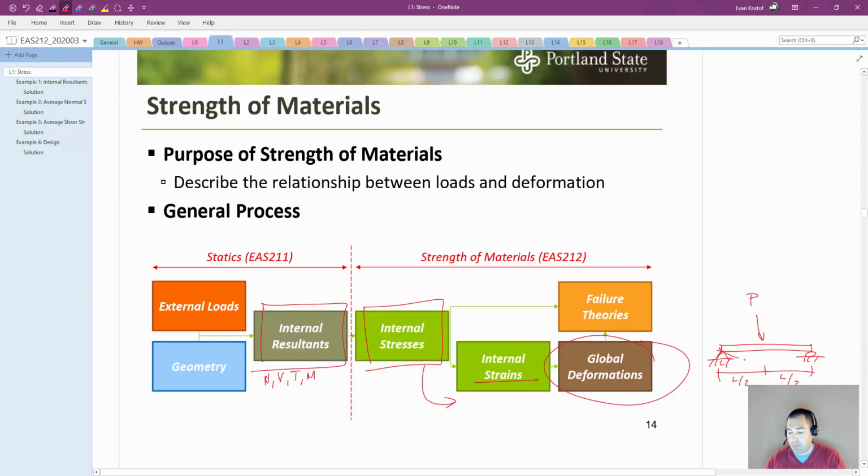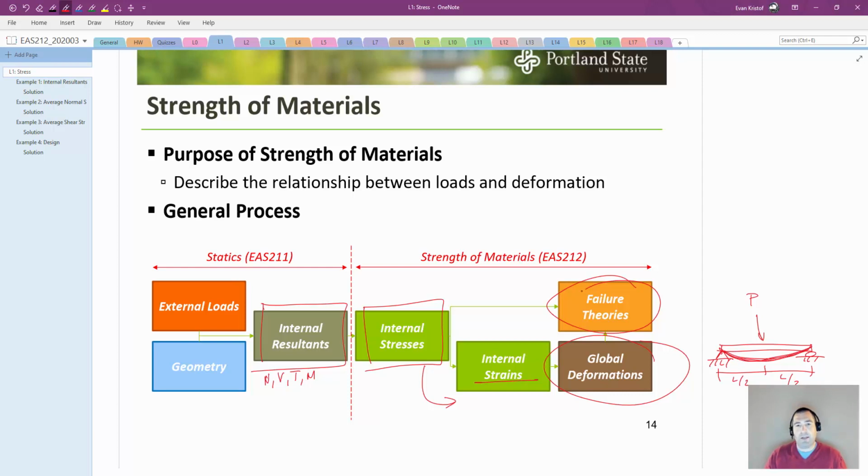The question would be, how much deflection does this beam undergo? That's what we would call a global deformation or deflection. And strength of materials, mechanics of materials allows us to go through that entire process from loading, geometry, material properties, all the way to calculating the change in deflection, for example, of a beam. The other thing that we can do is determine whether or not a system would fail. And this is really where the strength of materials comes into play.